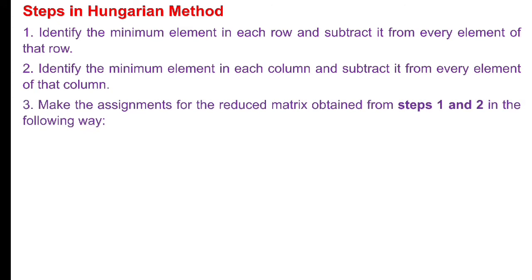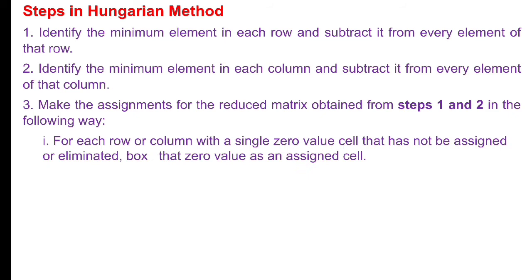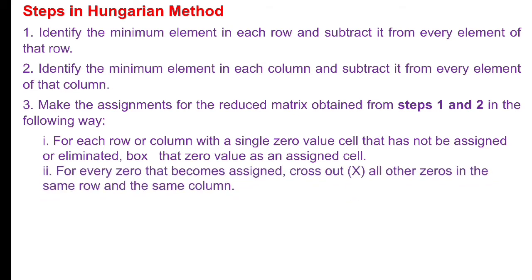Make the assignment for the reduced matrix obtained from step 1 and step 2 in the following way. First, for each row or column with a single zero value cell that has not been assigned or eliminated, box that zero value as an assigned cell. For every zero that becomes assigned, cross out all other zeros in the same row and the same column.